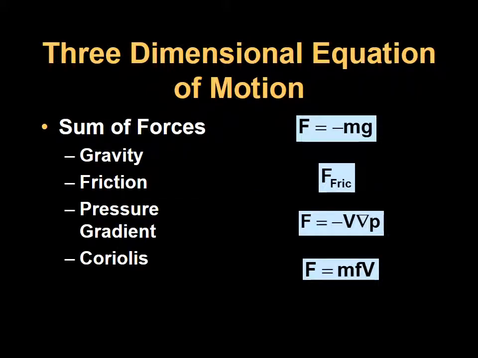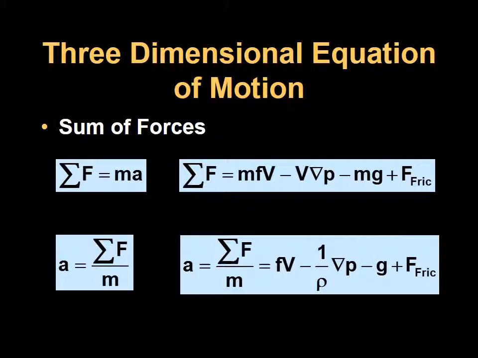So let's do that. We're going to use gravity, friction, pressure gradient, and Coriolis, all of those. We're going to stick those into one equation. And this is what the equation looks like after we stick everything in. Sum of the forces. Now, remember that we're looking for the acceleration.